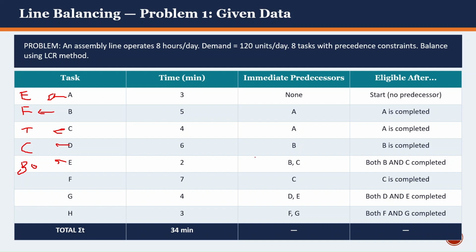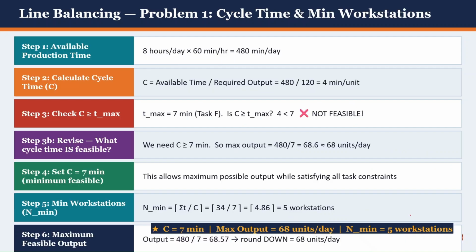But when we are using this method, the predecessors need to be completed. We won't be able to start if the predecessor is not complete. For example, if I want to start E, both B and C have to be completed. If I want to start F, C has to be completed. If I want to start G or H, D and E have to be completed, and F and G have to be completed. So the predecessors need to be completed before starting any operation. So this is how we'll calculate the cycle time and the workstations required.